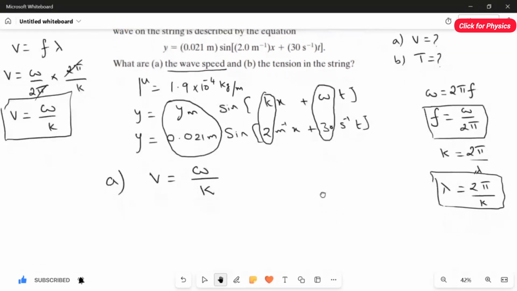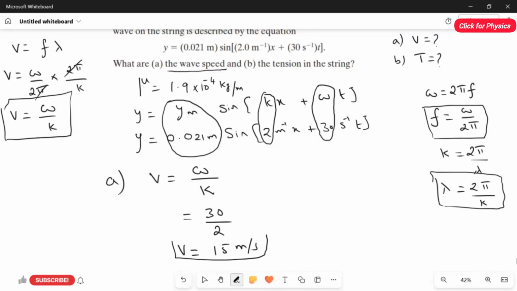In the given equation, we already have the angular frequency omega, which is 30, and the angular wave number k, which is 2. When you divide 30 by 2, we get the answer for the first part as 15 meter per second. So this is the answer for part A. I hope you understand the first part.